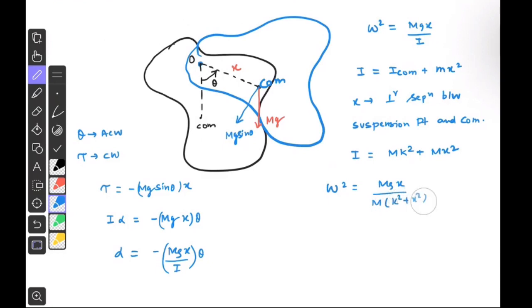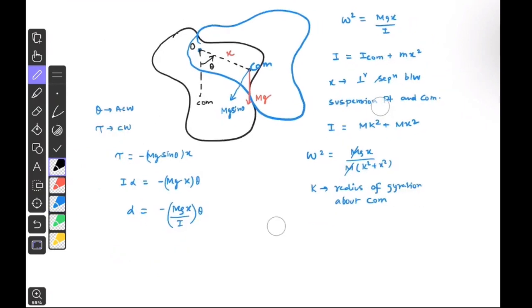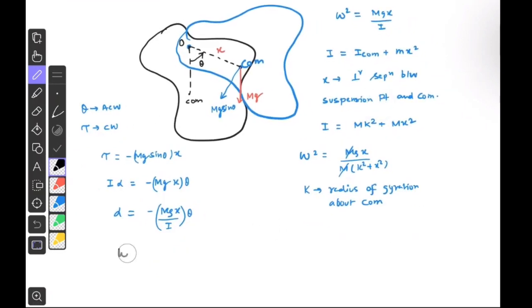See, m getting cancelled again here. Where k is the radius of gyration about center of the mass axis. This way also you can get the result. But suppose I want to keep in that format only. Omega will be equal to root over mgx by I. So time period will be 2 pi root over I by mgx.